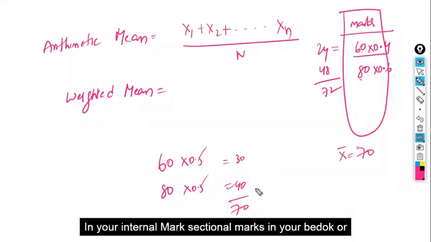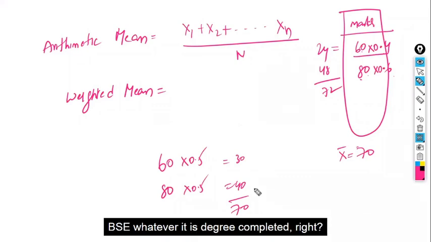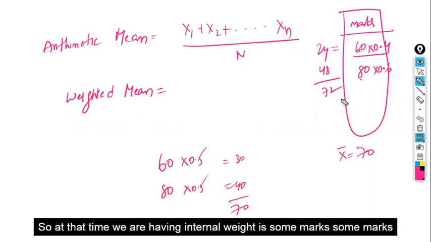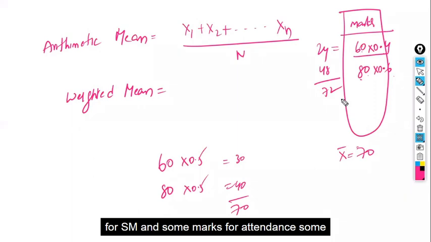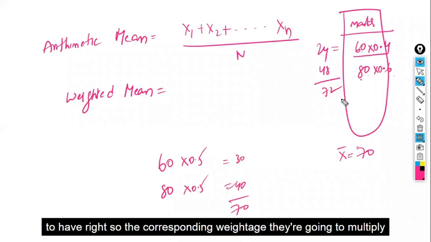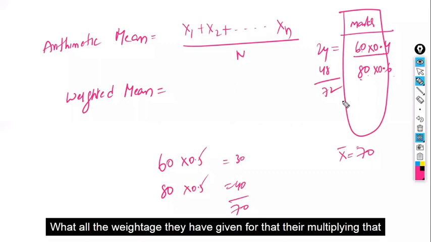In your internal marks, sectional marks, in your BTech or BSc, whatever degree you completed, right? At that time we had internal weightage: some marks for assignment, some marks for attendance, and so on. All these things we used to have, right? So the corresponding weightage they multiply, whatever weightage they have given for that.